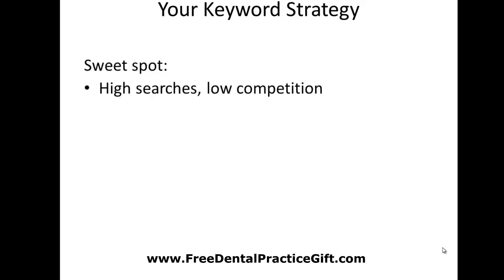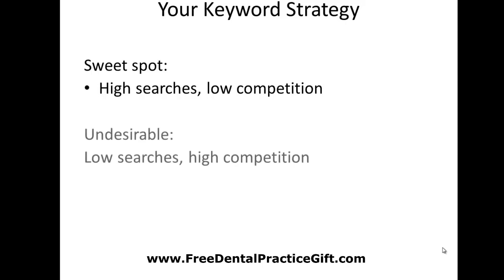But first, I just want to bring you back to the basics. The sweet spot that you're looking for with keywords is keywords that have a high level of searches, like Invisalign London that we used in our example. That's got 480 searches a month, but then also has a low competition, which means that other people haven't gone through the same process you have.